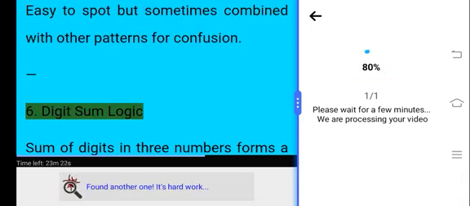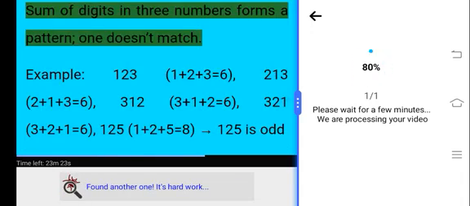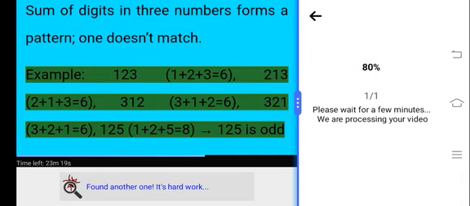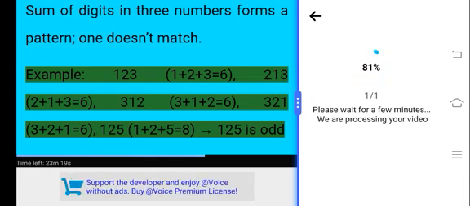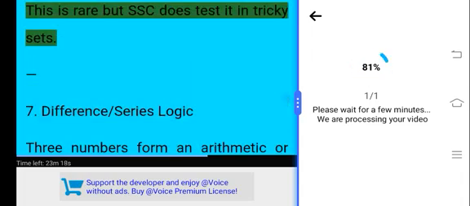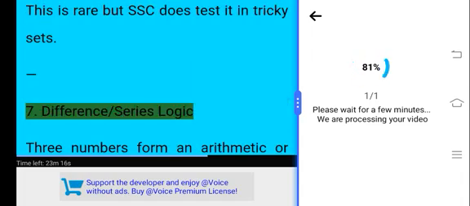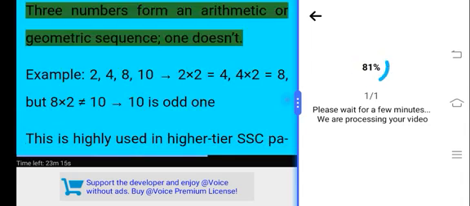6. Digit sum logic. The sum of digits in 3 numbers forms a pattern, and 1 doesn't match. Example: 123, 1 plus 2 plus 3 equals 6. 213, 2 plus 1 plus 3 equals 6. 312, 3 plus 1 plus 2 equals 6. 321, 3 plus 2 plus 1 equals 6. 125, 1 plus 2 plus 5 equals 8, so 125 is the odd one. This is rare but SSC does test it in tricky sets. 7. Difference series logic. 3 numbers form an arithmetic or geometric sequence, 1 doesn't.